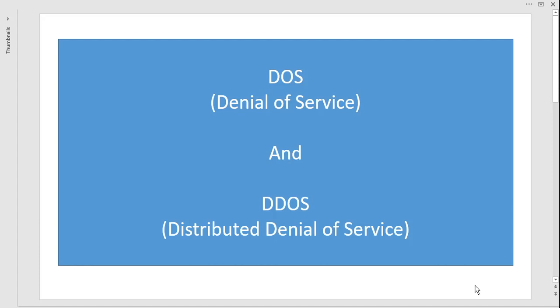In this lesson, we will talk about DOS and DDoS attacks. So DOS stands for denial of service attack and DDoS stands for distributed denial of service attack. Now what is a DOS attack? DOS means creating a huge amount of fake traffic on your target, so that your target is unable to handle that much traffic and will crash.